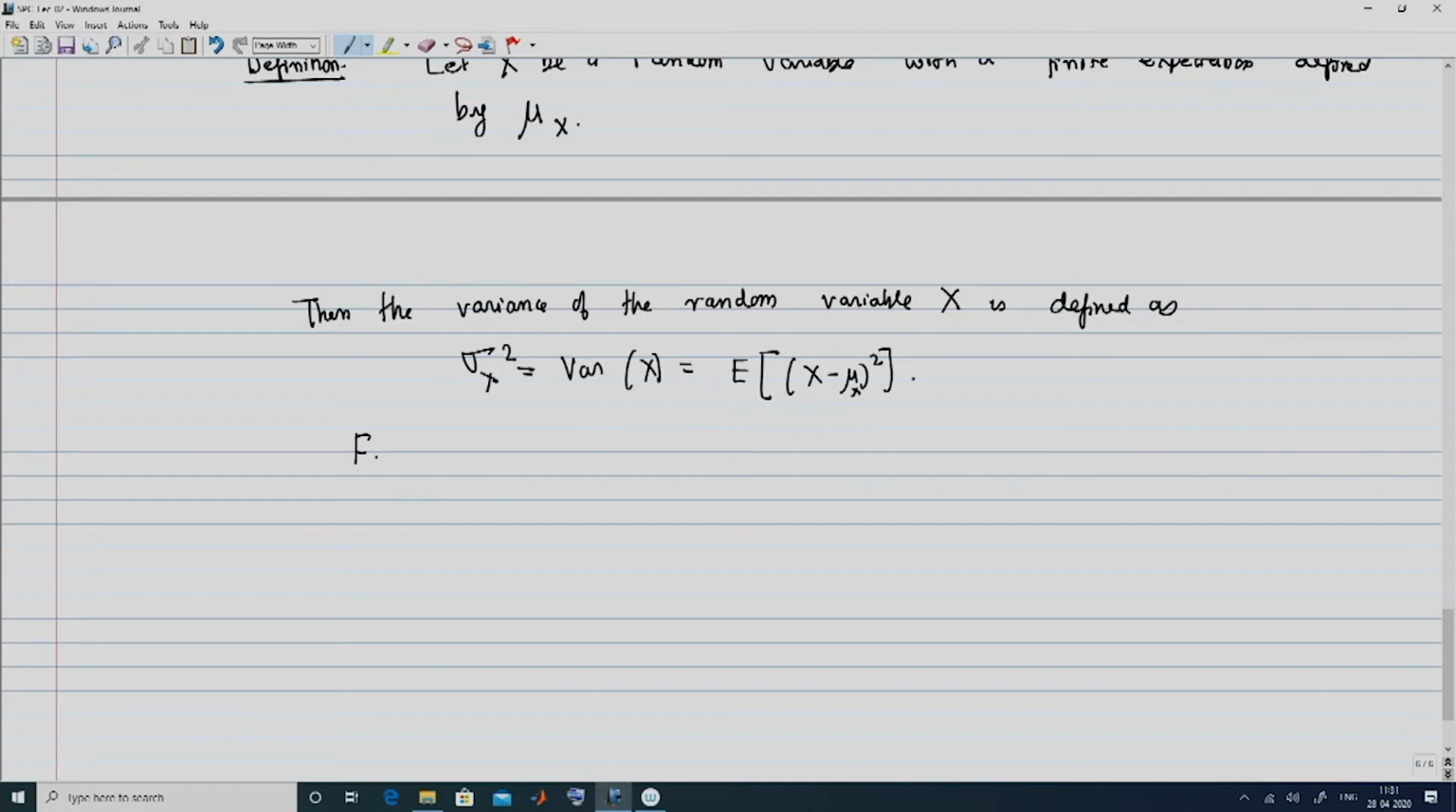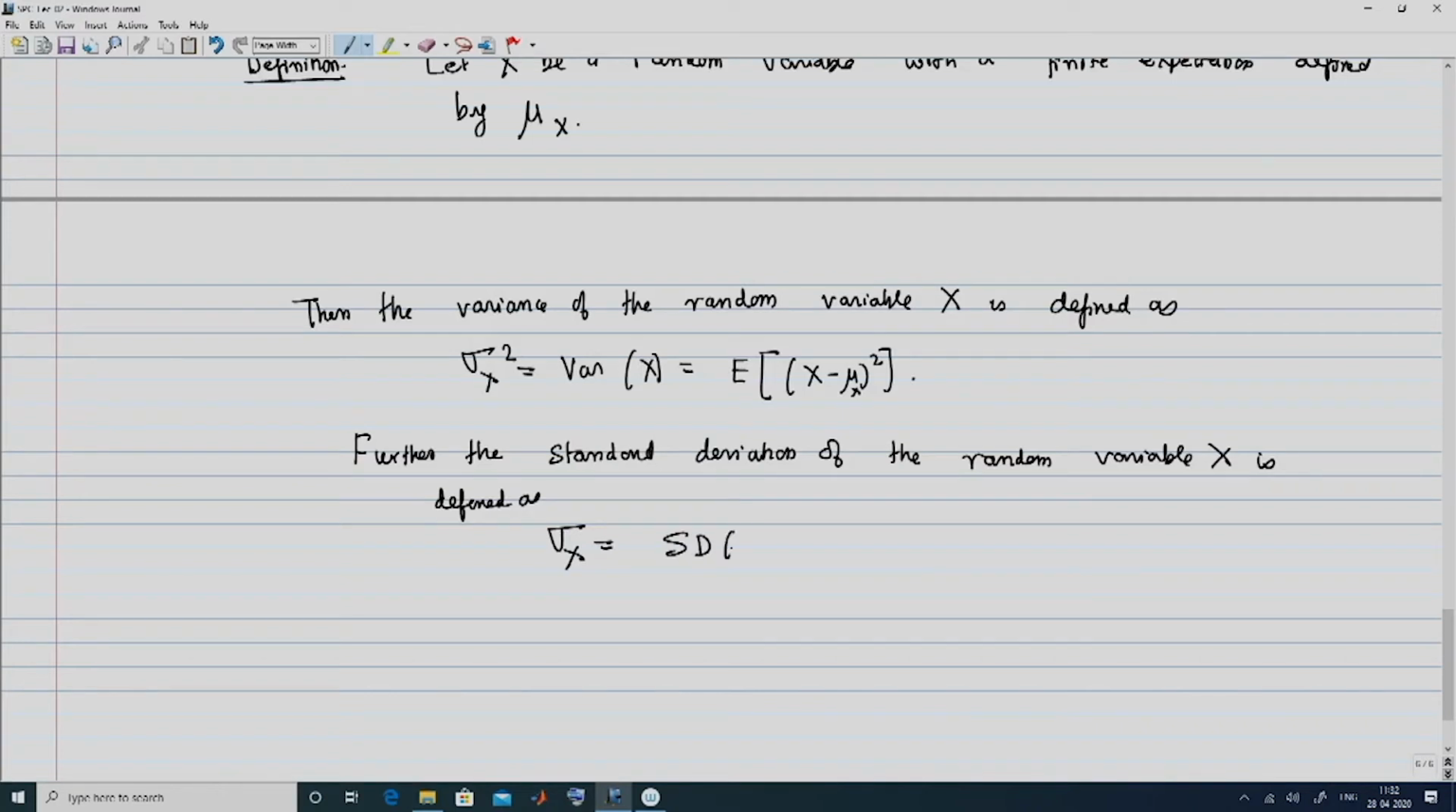Once we have the definition of variance, the immediate fallout of it is the definition of standard deviation. So the standard deviation of the random variable x is defined as sigma x is equal to SD of x, where SD stands for standard deviation, and this is going to be the square root of the variance of x.